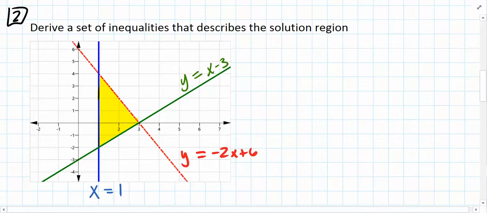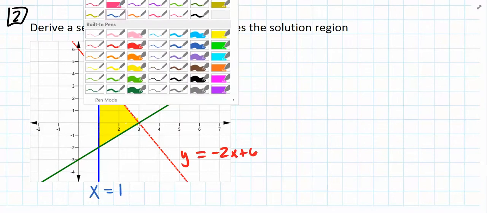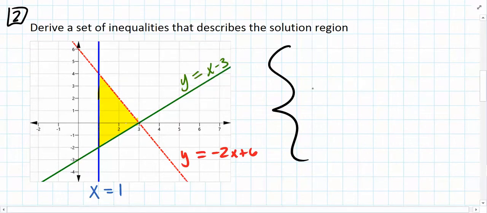Now that we've identified all the lines that are in play here, then we have to do what you say exactly. We have to define our regions and define our system, right? So here we go. For my green line there, I want everything that's above that green line, right? So then it should be y is greater than or equal to x minus 3. So far, so good? Yeah, okay.